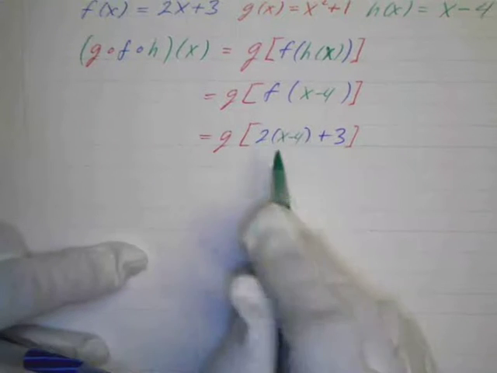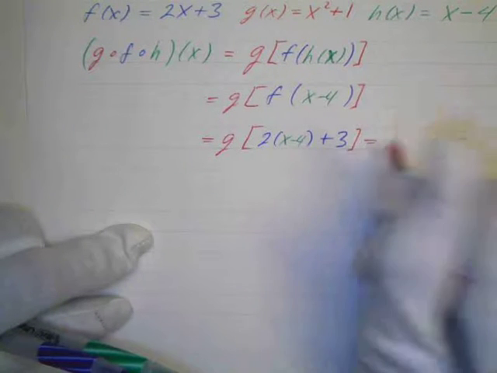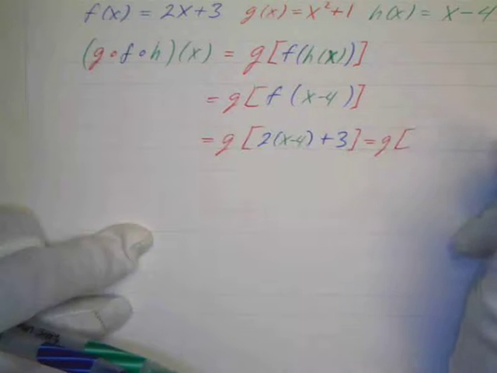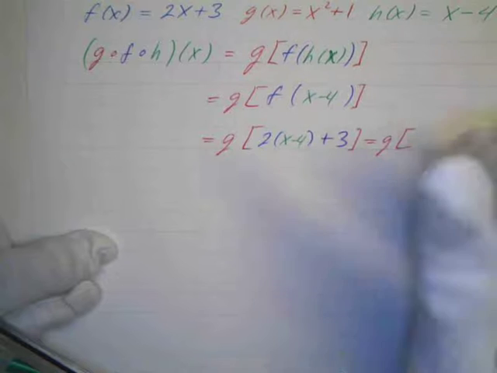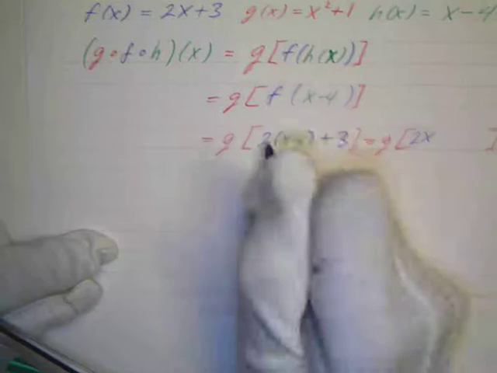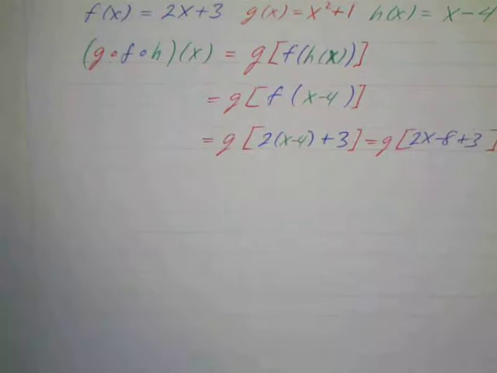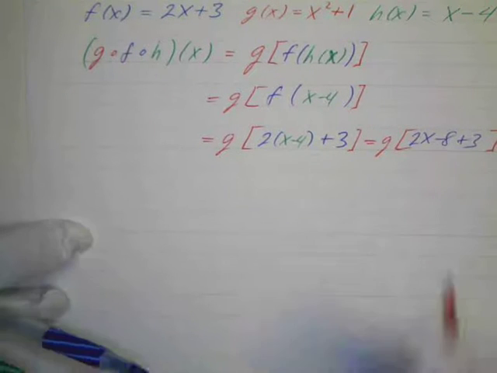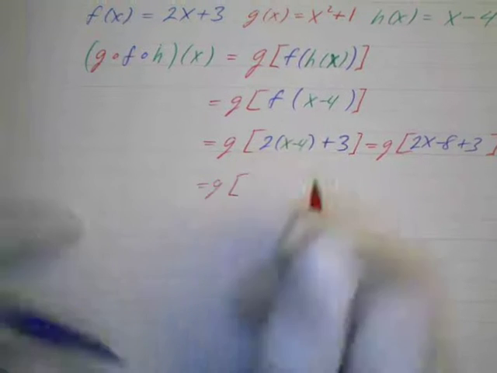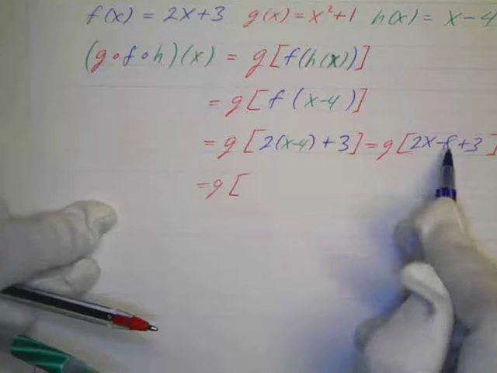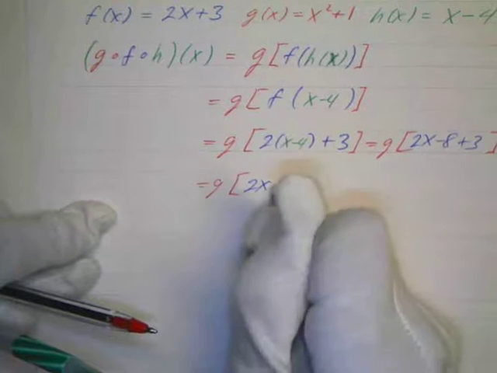So now we simplify that. We have 2 times x minus 4, that's 2x minus 8, plus 3. And we can simplify this, so this is going to equal g of 2x, and negative 8 plus 3 is minus 5.